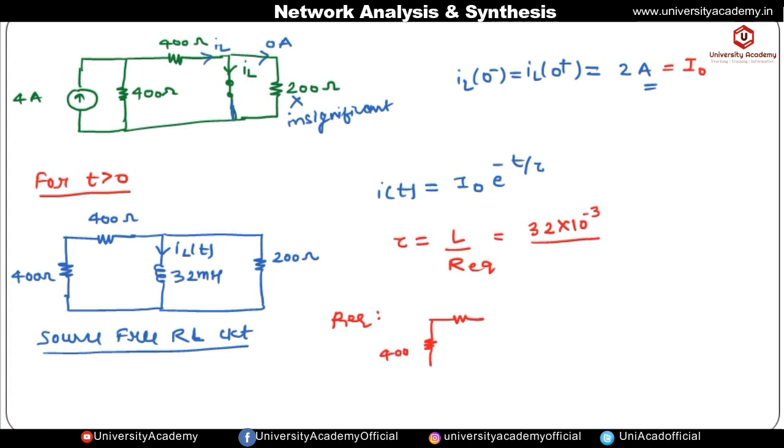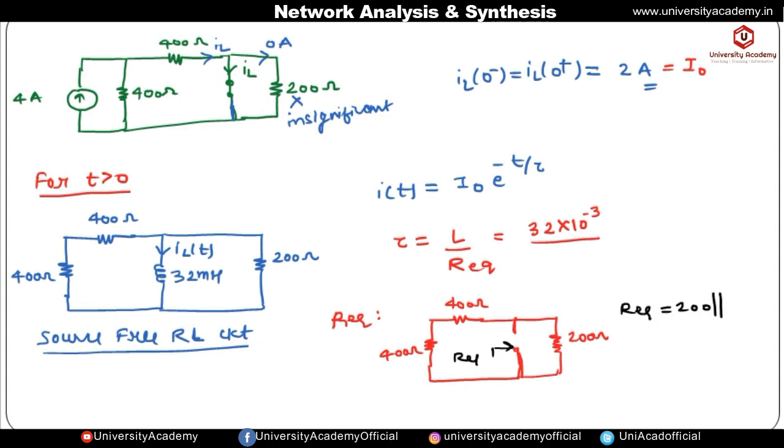So this is 400 ohm and this is also 400 ohm. You have to find R equivalent across these inductor terminals, and this is a 200 ohm resistance. We have to find out R equivalent from here. So R equivalent we are getting as follows: this 200 ohm resistance is connected in parallel with the other two resistances, which are connected in series, so that series combination will be equal to 800.